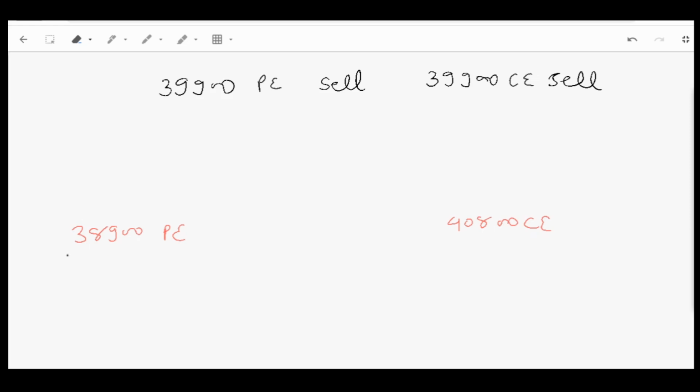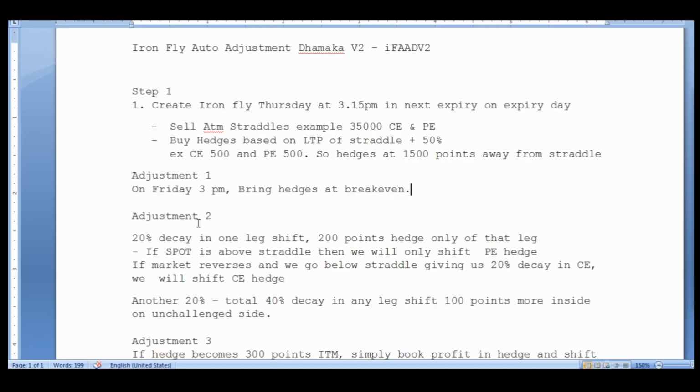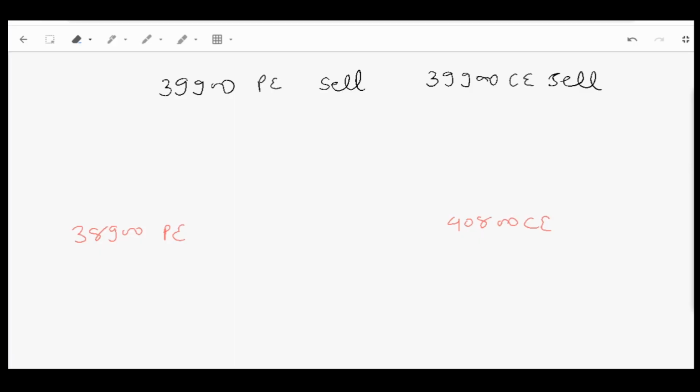So we will exit these hedges first, and after that we will buy on the put side 39,600 and 40,300 on Friday, on the next day. So this is our first adjustment, right? Let's write that down for example purpose only. First adjustment, we will bring them closer.